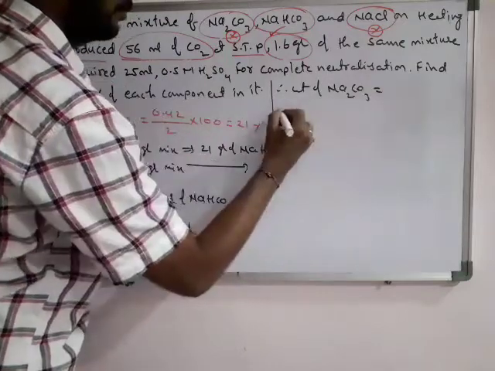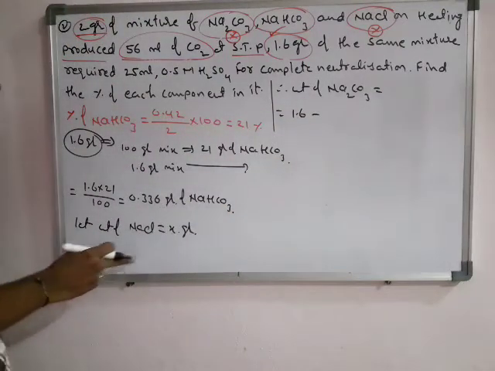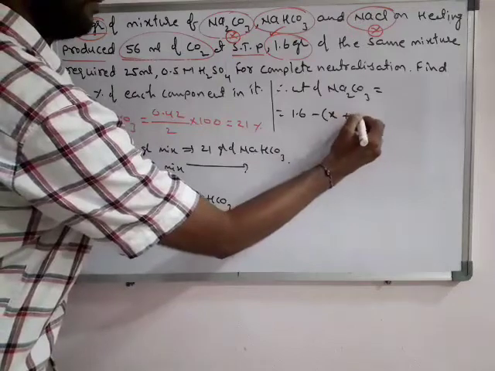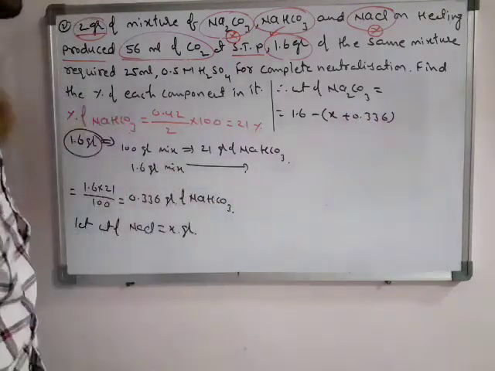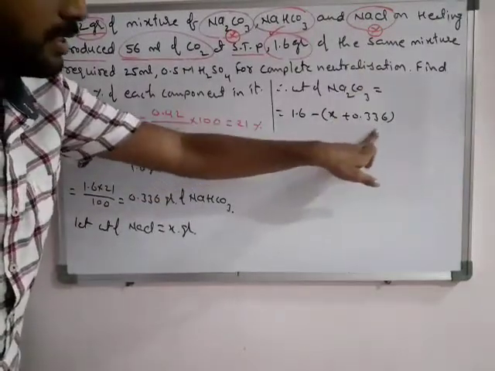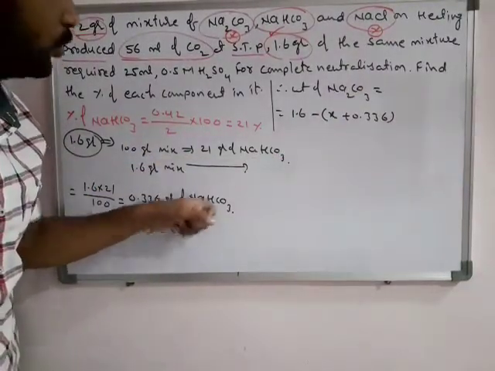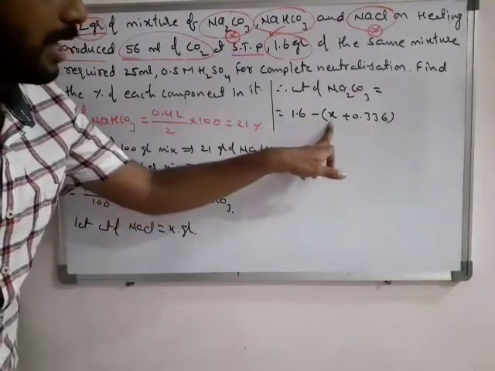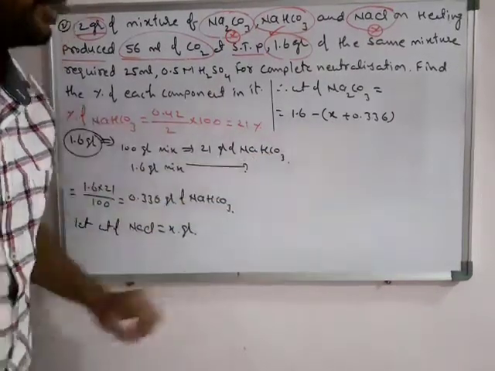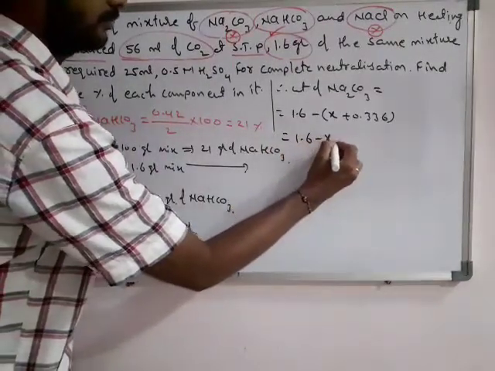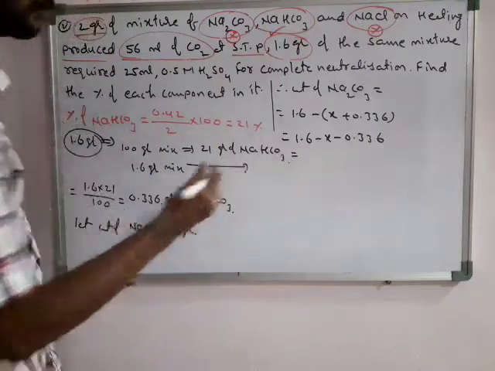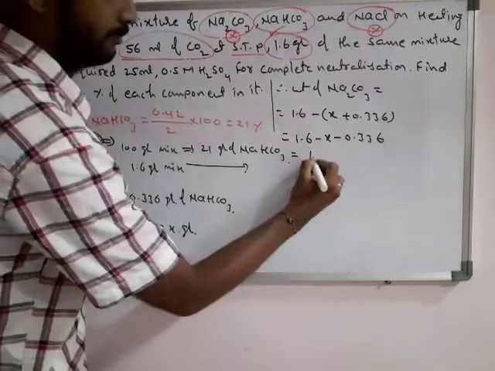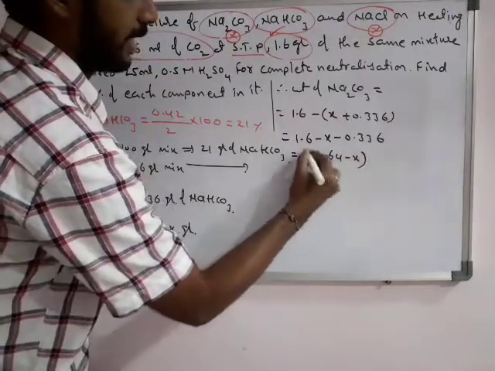1.6 minus x plus 0.336. Here x is the NaCl weight we have taken, 0.336 of NaHCO3 is known, and the total mixture weight is 1.6. Therefore the sodium carbonate weight is exactly equal to 1.6 minus the NaCl weight and the NaHCO3 weight. So 1.6 minus 0.336, here we get 1.264 minus x gram.